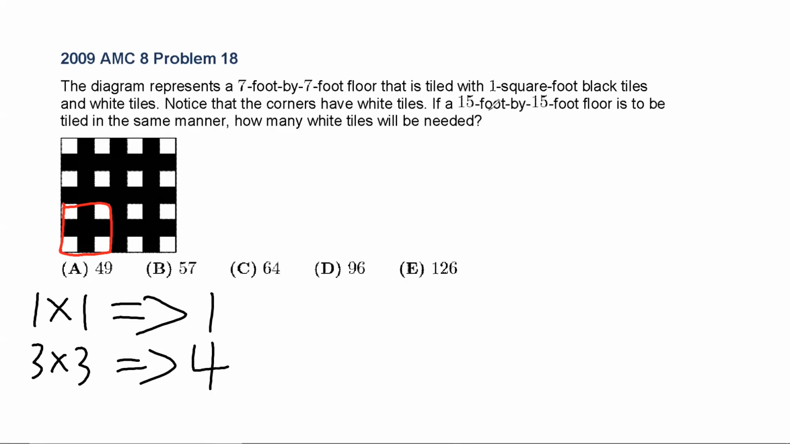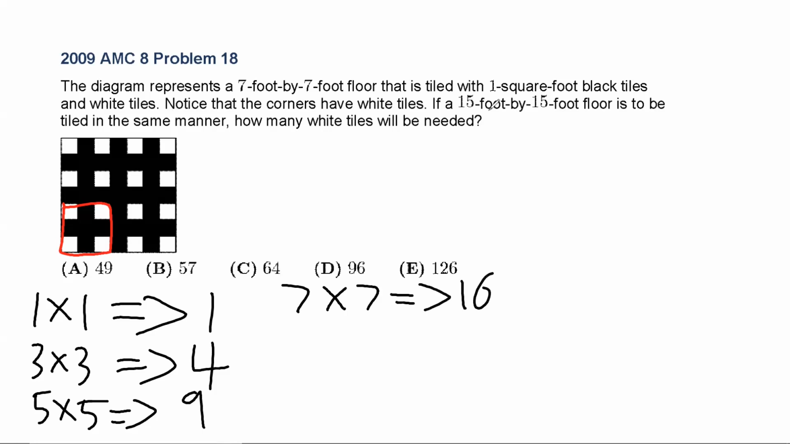And if I needed a 5 by 5 floor, how many white tiles then? Yep, you would need 9. And 7 by 7, you can count in the figure, would be 16. So at this point, it's kind of obvious to see the pattern here. Because you can see that 1, 4, 9, and 16 are perfect squares. So if you scale that up, then a 15 by 15 foot floor would have a perfect square number of white tiles too.